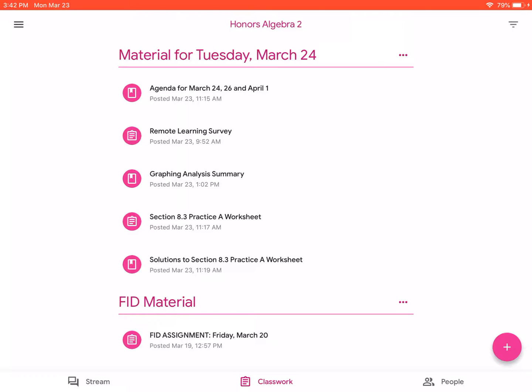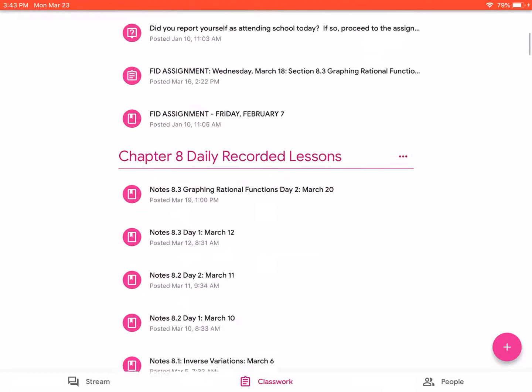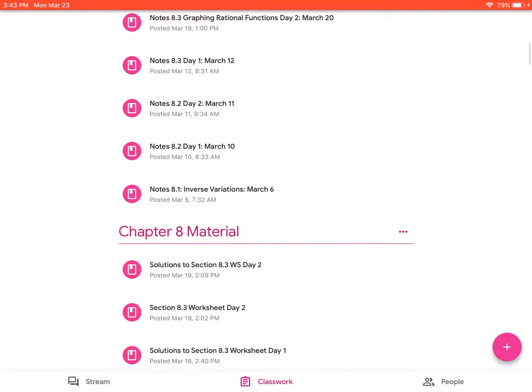So what I would like you to do is find the worksheet from last week, and that worksheet was the section 8.3 worksheet day 2. It's underneath the chapter 8 material. A lot of you have turned this in to me already. Some of you have not, and you still need to make sure you do get that into me.